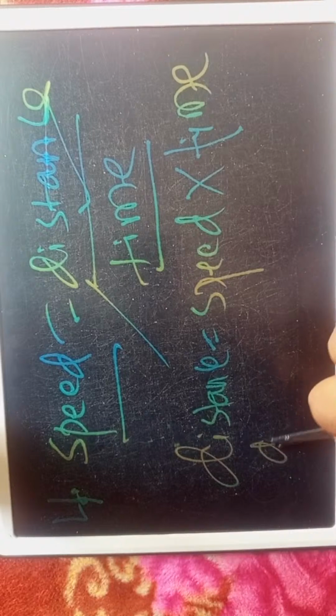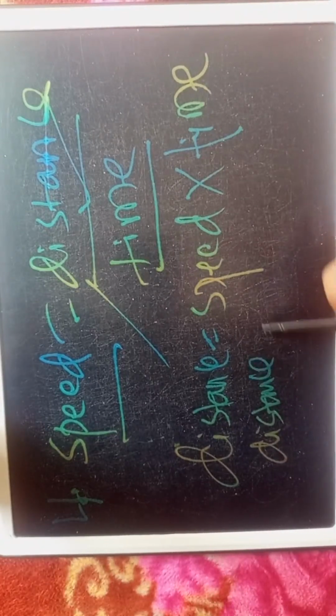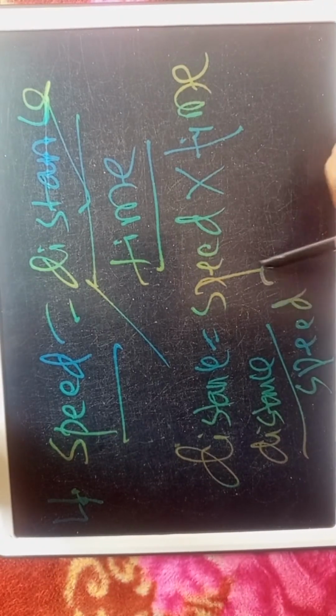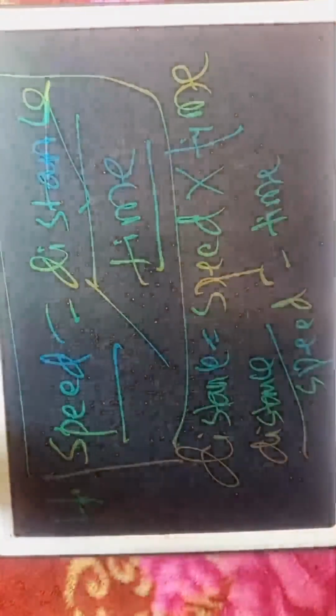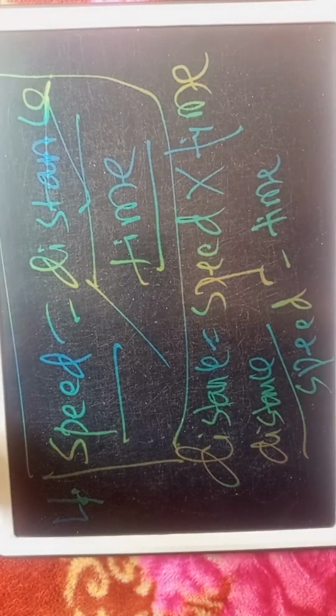What do you mean by that? How do we find time? Distance by speed is equal to time. You have to read this relation. From this relation, one question comes.